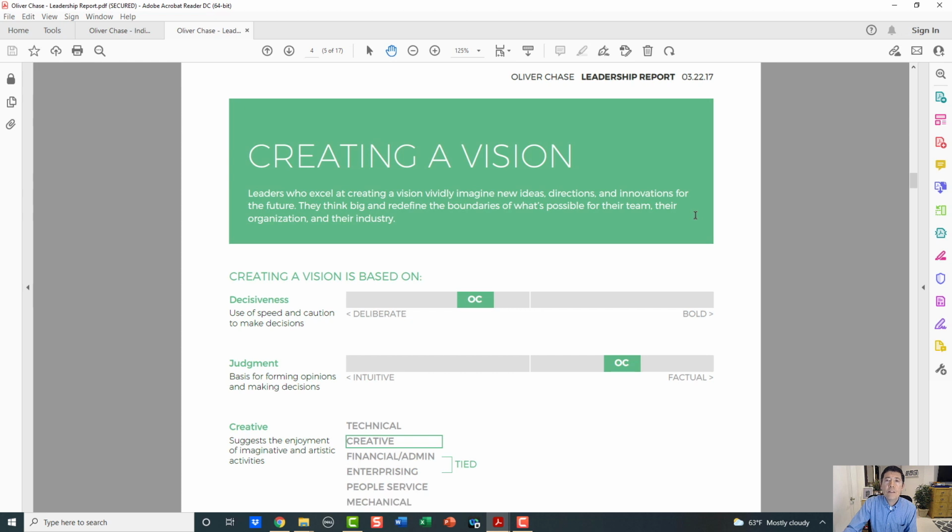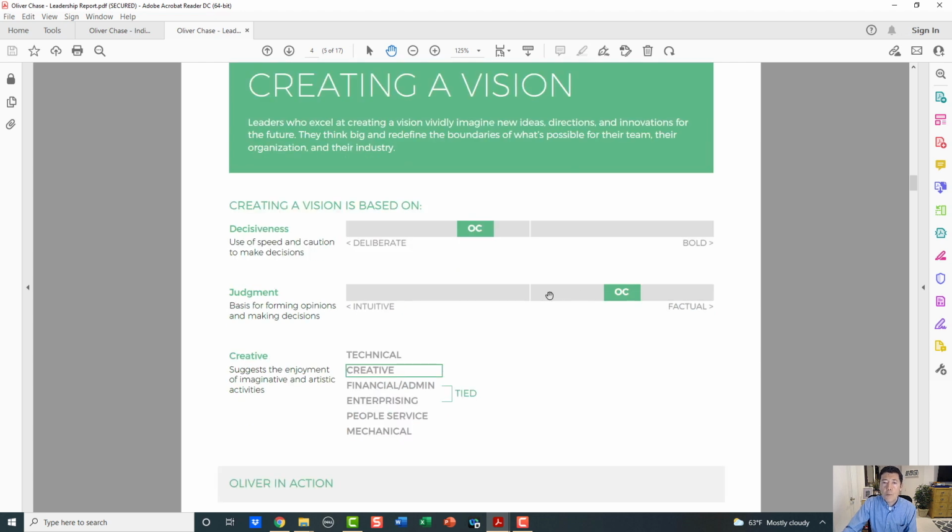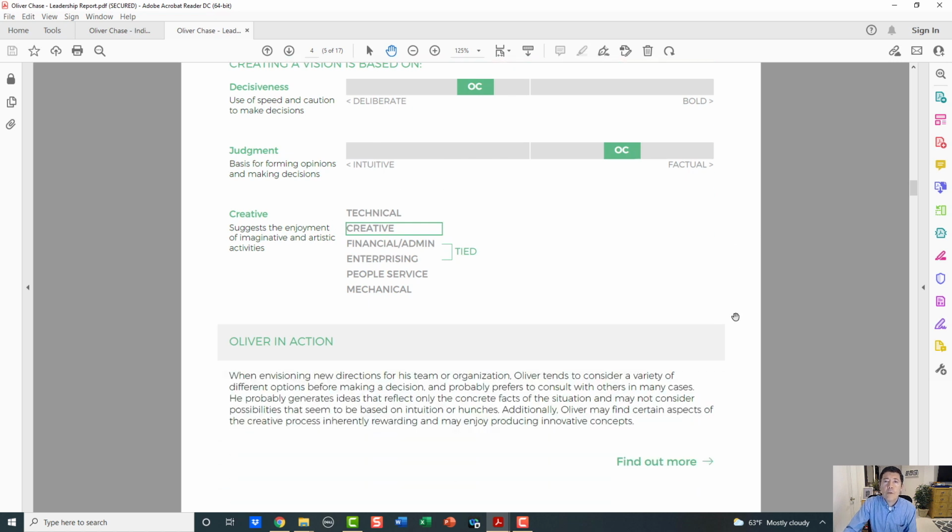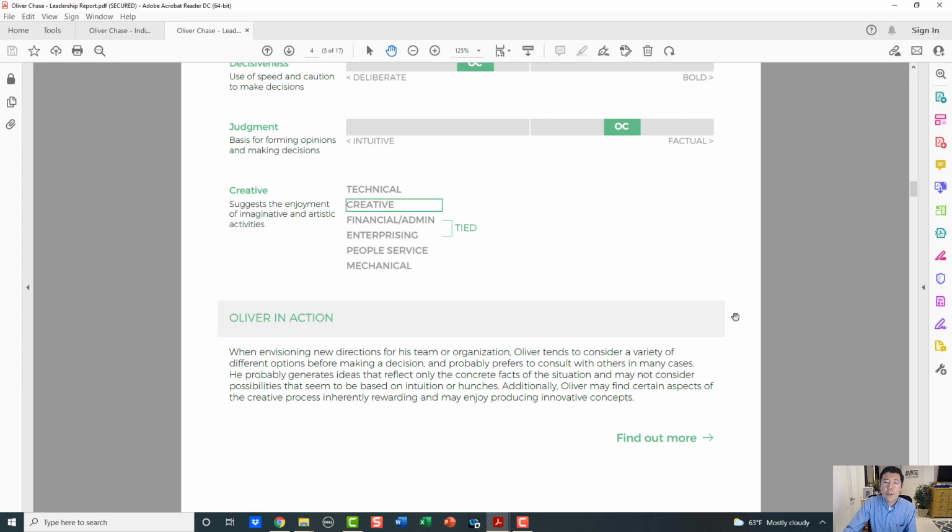So creating a vision. This is an area where leaders definitely have to have some strength. And we start by defining what we mean by it so we can be on the same page here. We represent the information that was drawn from the report. So creating a vision is based on decisiveness, judgment, and a creative interest. What might Oliver look like as a leader when creating a vision? So you have a paragraph that describes that here.